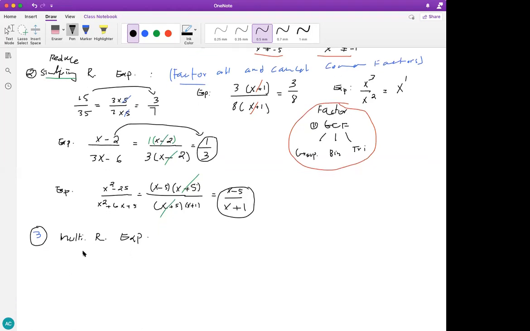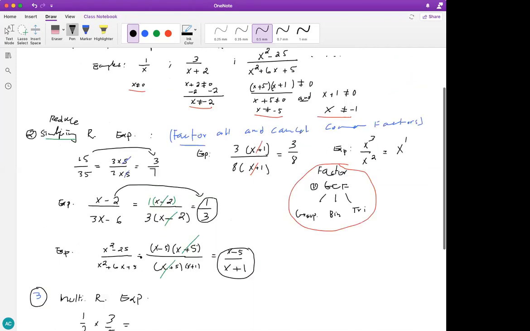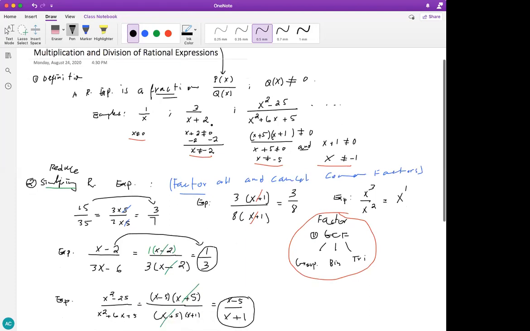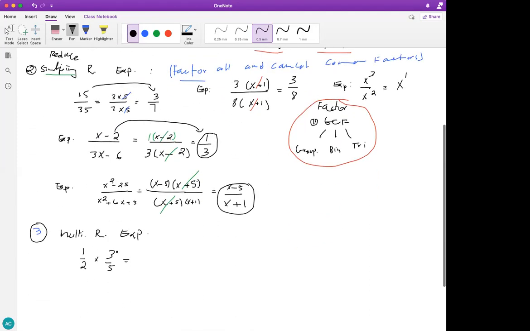Just like with regular fractions, let's say 1 over 2 times 3 over 5. The concept of rational expressions is very similar to the regular fractions that we've learned before. Whatever we can do with regular fractions can be done with rational expressions, because rational expressions are just fractions, fancy types of fractions, but all the rules of regular fractions apply to them. Before we multiply rational expressions, let's review how to multiply regular fractions here.